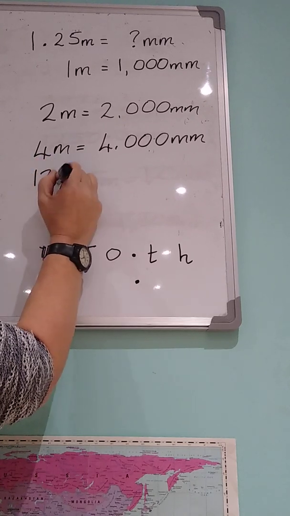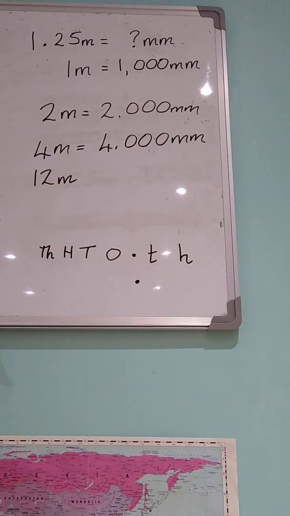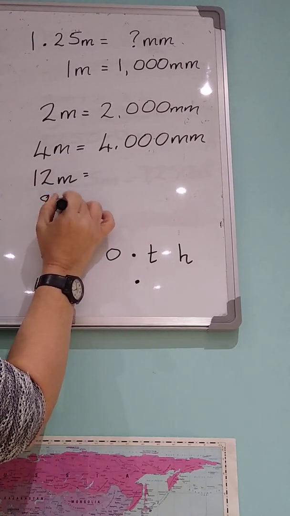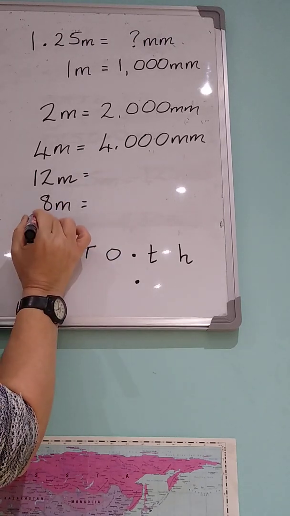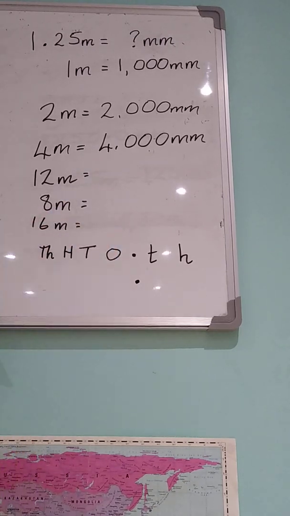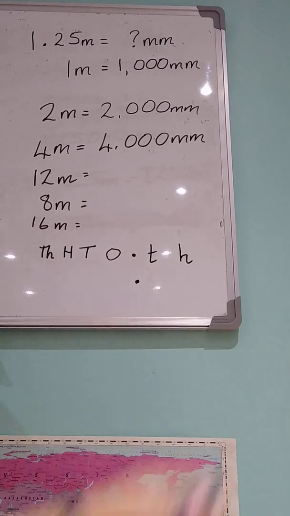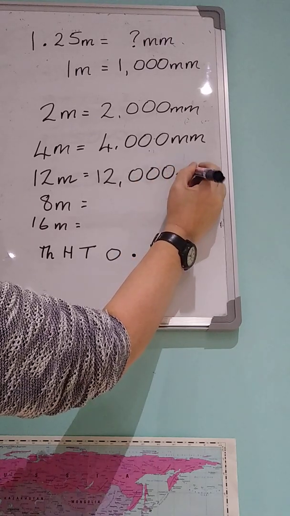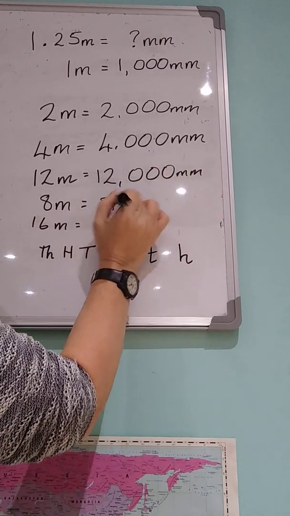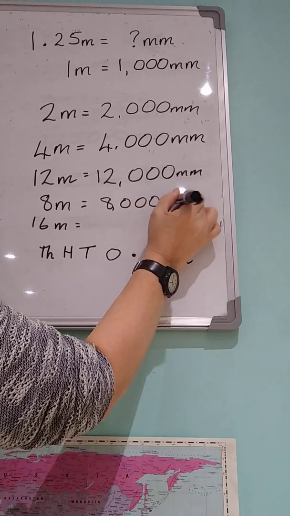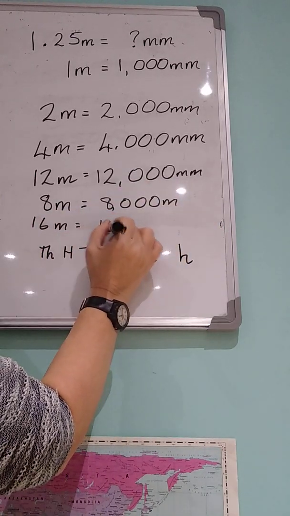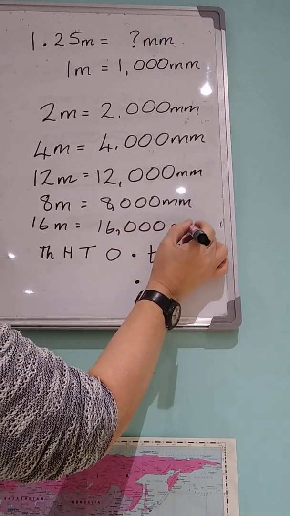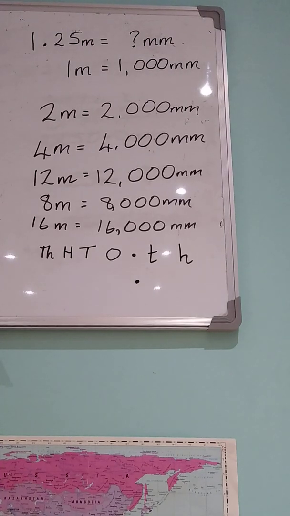Try these ones yourself if you've got your whiteboard there. If not, pause the video and go and get your whiteboard and pencil and paper and write down a couple of examples just to test yourself on it. How many are each of these worth? You can pause the video here till you work it out and then I'll give you the answers. So 12 metres is 12,000 millimetres. 8 metres is 8,000 millimetres. And 16 metres is 16,000 millimetres.